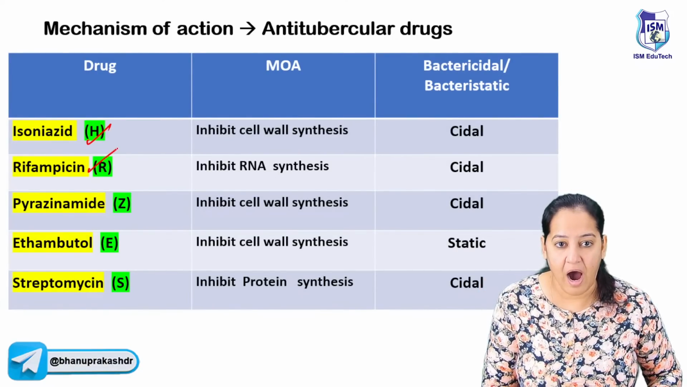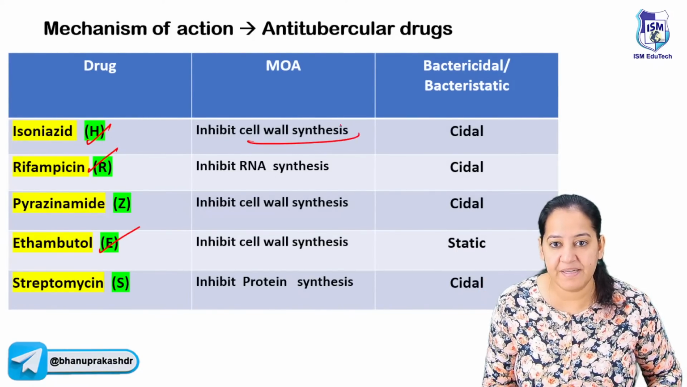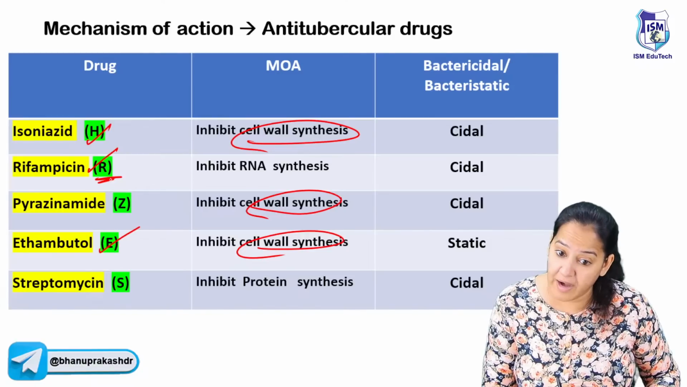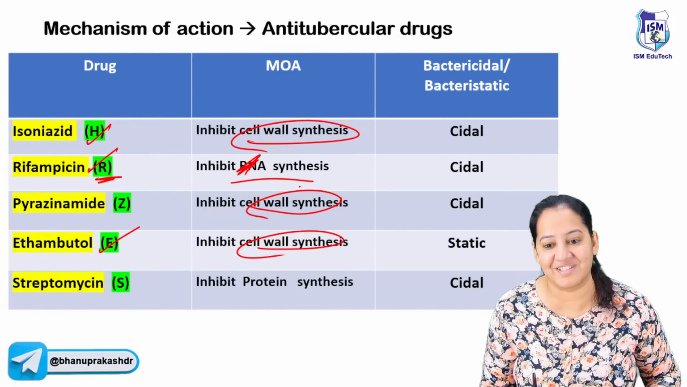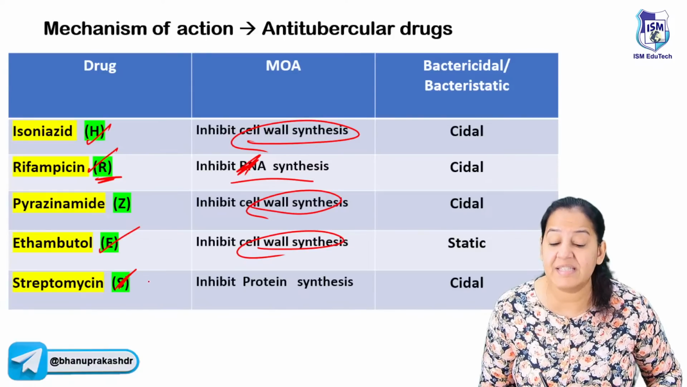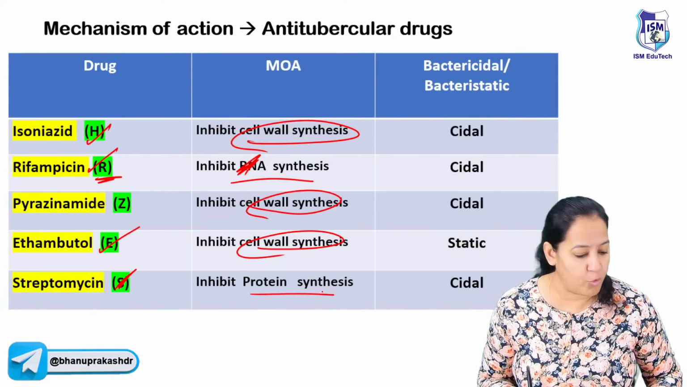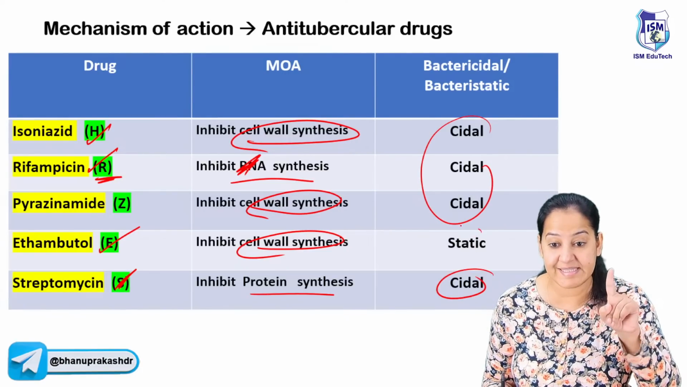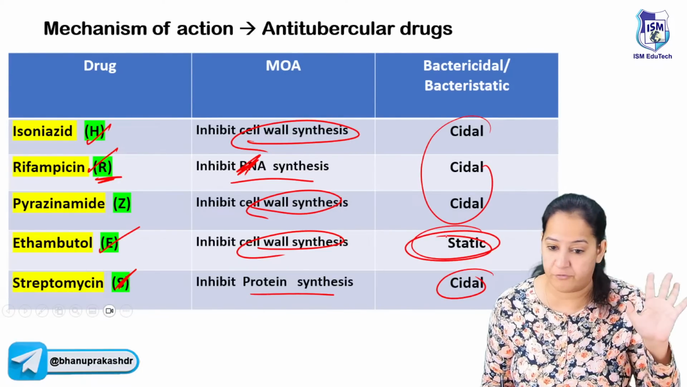H, Z and E inhibit cell wall synthesis. What about R? R for R. R inhibits RNA synthesis inside the bacteria. And streptomycin, an aminoglycoside, inhibits protein synthesis inside the bacteria. Do you have any confusion here? And I told you these 4 are cidal. Only one is static, and the name of the static is ethambutol. You cannot afford to forget it.